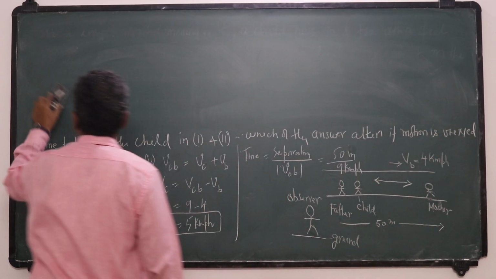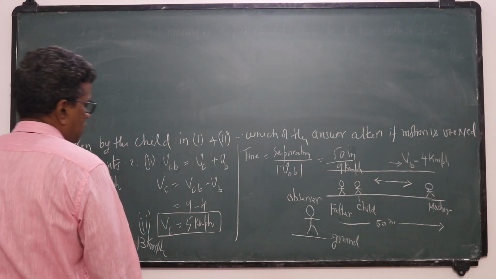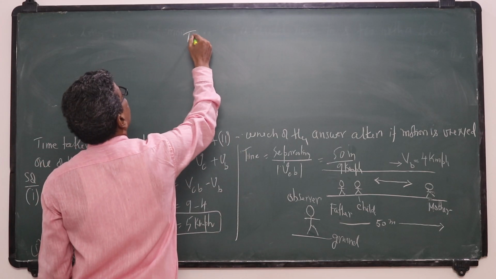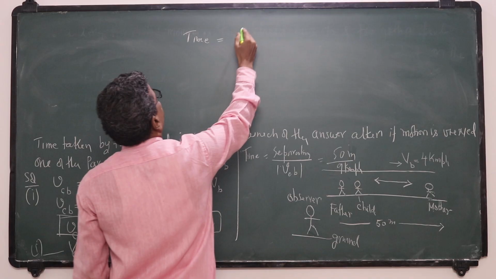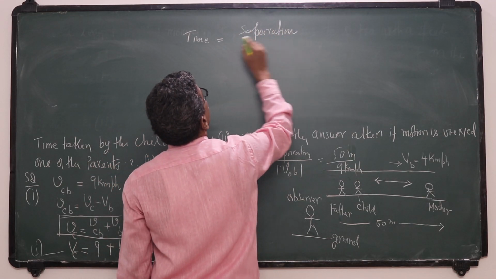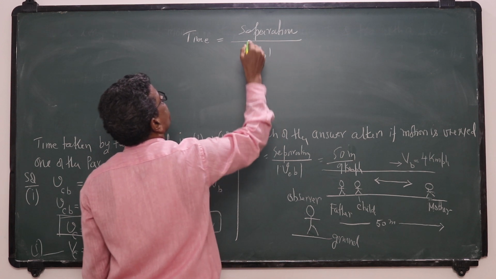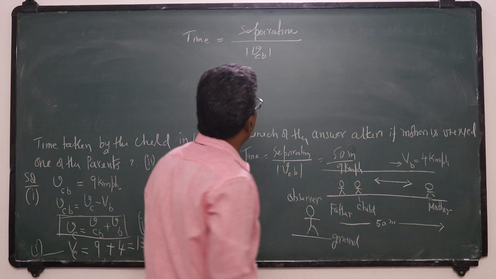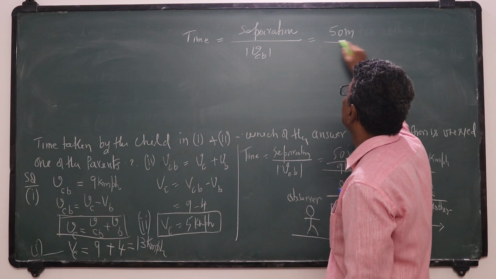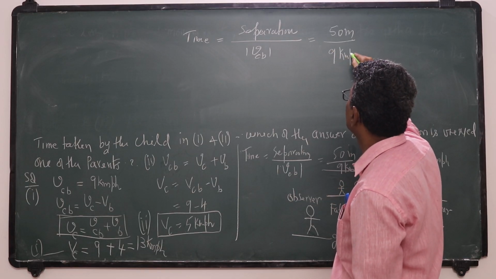So I will write here. Time is equal to separation by relative velocity, the magnitude of velocity of the child with respect to the belt. That is, separation is 50 meters. Velocity is 9 kilometers per hour.